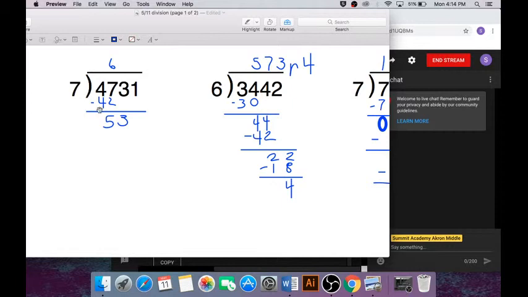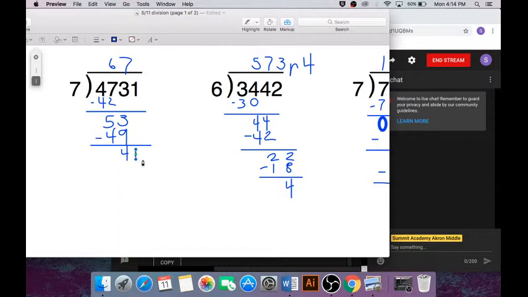Now we need to see how many times 7 goes into 53 without going over. That's going to be 7 times. 7 times 7 is 49. And we're going to subtract 53 minus 49 is 4. And we're going to bring down the 1.